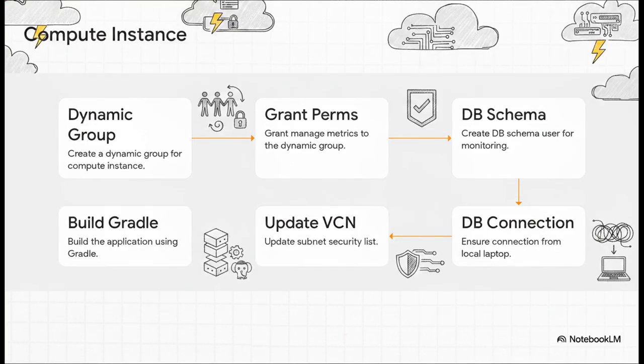Let's move on and see how this builds when we shift our environment over to a compute instance for Option 2. Notice the immediate shift in prerequisites here. Step 1. We now have to create a dynamic group specifically for the compute instance. Step 2. We grant those Manage Metrics permissions to that new dynamic group. We still need our database schema user from Step 3 and the network access rules from Steps 4 and 5. But check out Step 6. This introduces a new element. You now build the application using Gradle, following the IntelliJ Getting Started documentation.